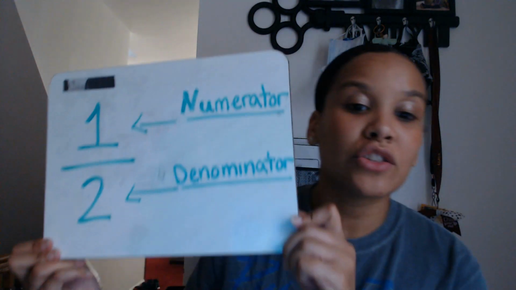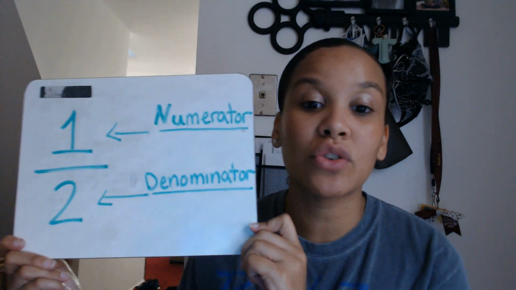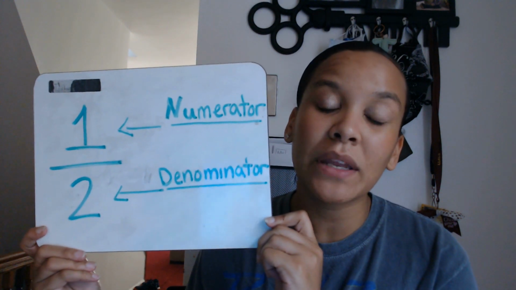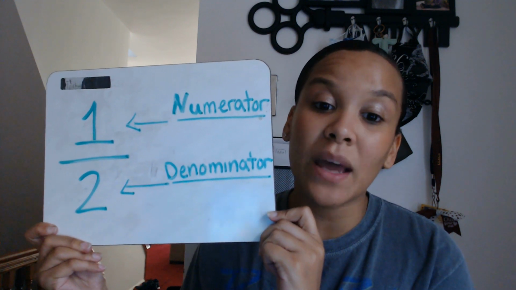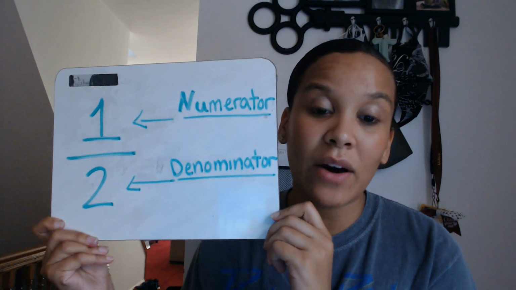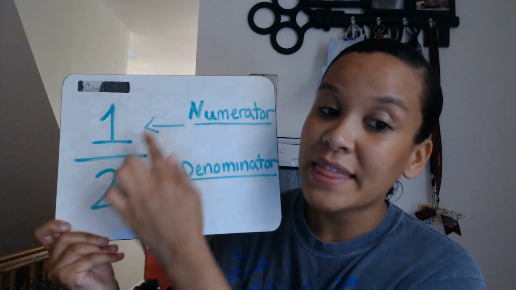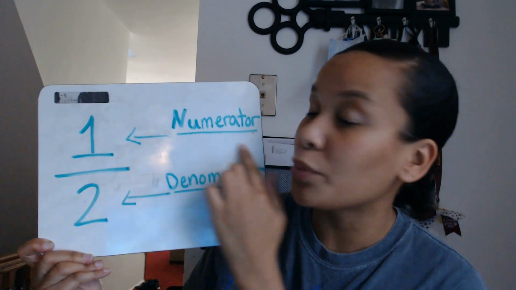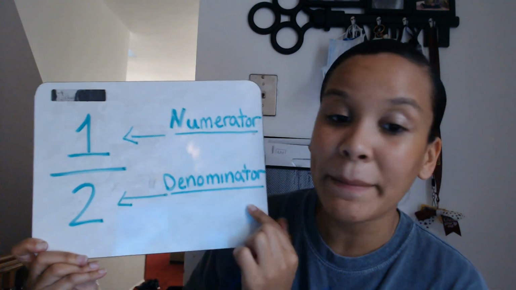What is 1/2? 1/2 is a fraction, and I have my whiteboard here to show you what a fraction looks like. A fraction tells us two things. It tells us how many equal parts are shaded in, and it also tells us the number of equal parts that the whole has altogether. Now, our fraction has a top and a bottom part. The top is called the numerator, and the bottom is called the denominator.